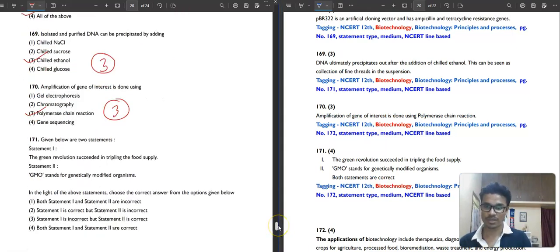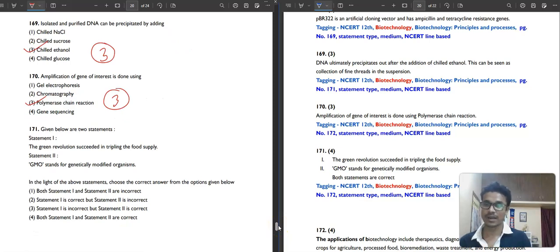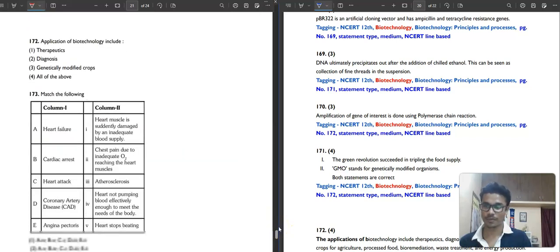In question number 171, it is saying that the Green Revolution succeeded in tripling the food supply. And the second statement is saying GMO stands for genetically modified organism. So the Green Revolution succeeded in tripling the food supply is absolutely correct, and GMO stands for genetically modified organism is absolutely correct. So the fourth option is your correct answer. Then question number 172.